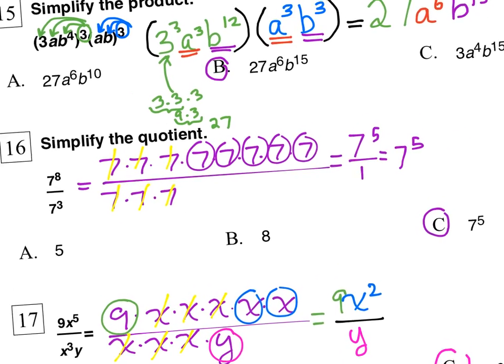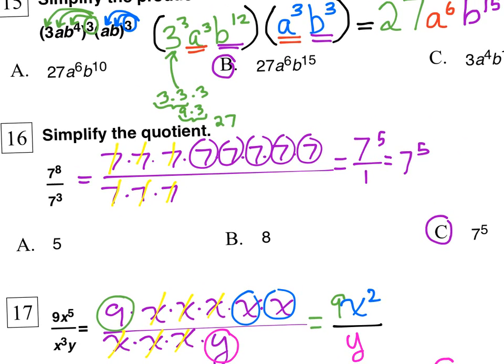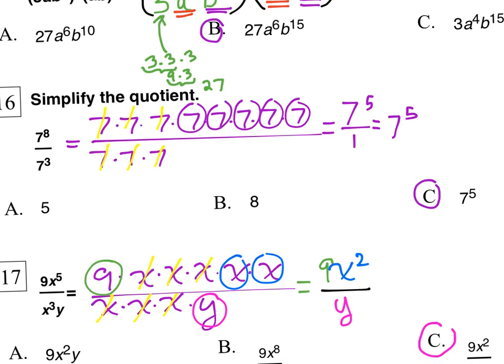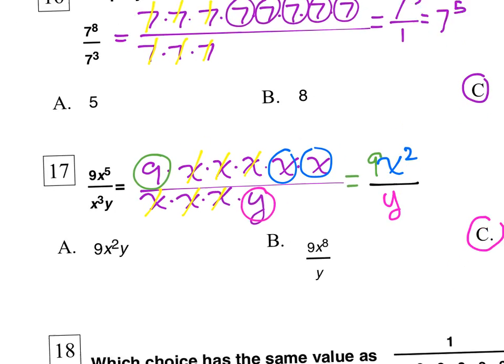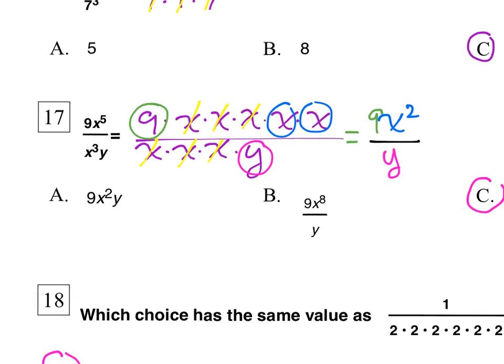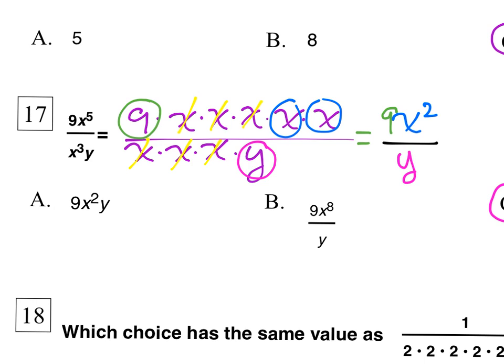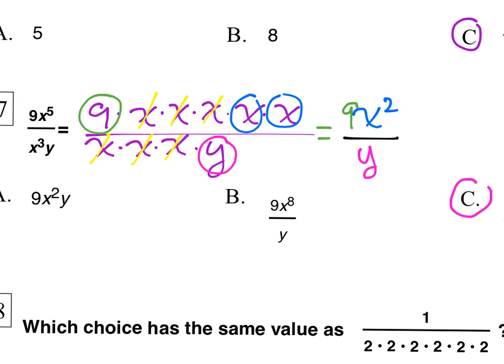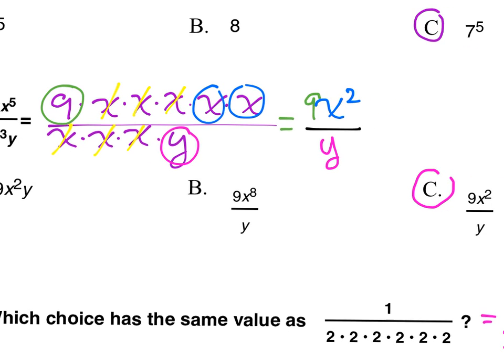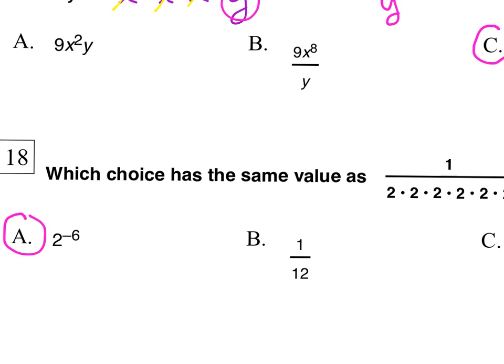Number 16. Here I have 7 to the power of 8 divided by 7 to the power of 3, and I'm going to write it out in factored form. When I simplify, I have 5 7s left on the top, so I have 7 to the power of 5. Number 17, here I wrote it out in factored form. When you write it out in factored form, you can see what you can simplify by canceling out certain terms, and you're left with 1 9 on the top, 2 x's on the top, 1 y on the bottom.